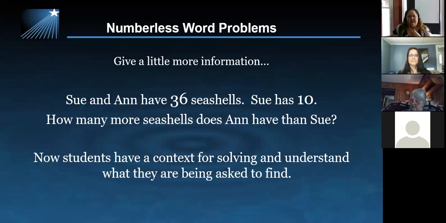Any questions about numberless word problems? I know it's a quick snapshot of what they are. If you Google numberless word problems, there are all kinds of sites that can give you problems, but you can also just take problems that are within your own programs, take the numbers out, rewrite the problem as a numberless problem, and have students work through that.